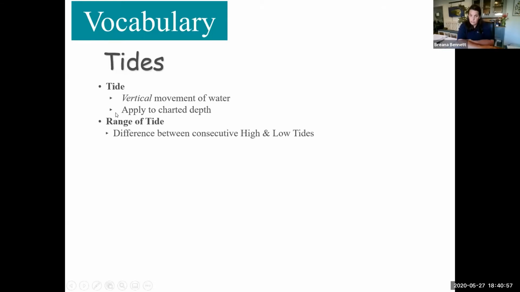The range of tide is the difference between two consecutive highs and lows. So from one high up here to one low, what was the difference? Did it drop 2 feet? Did it drop 20 feet? Different areas have different typical ranges. So from a high to a low, or from a low back to a high, that's the tidal range, right in place, kind of in order.